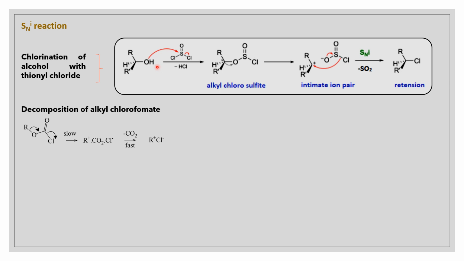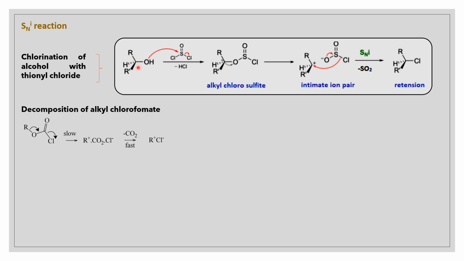For chlorination of alcohol, SOCl2 is preferred over these other reagents because its byproduct is a gas, which is very easy to remove from the product. So that is the importance of the SNi reaction. Whenever you are using thionyl chloride for chlorination of an alcohol, or conversion of an alcohol into an alkyl halide, the mechanism that usually takes place is designated as the SNi reaction.